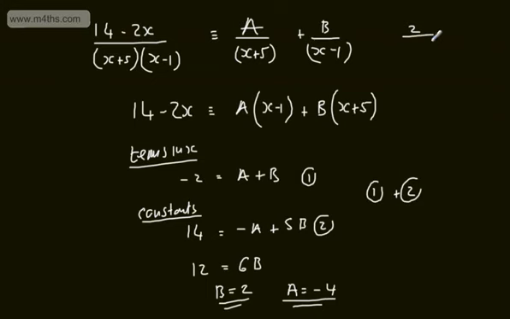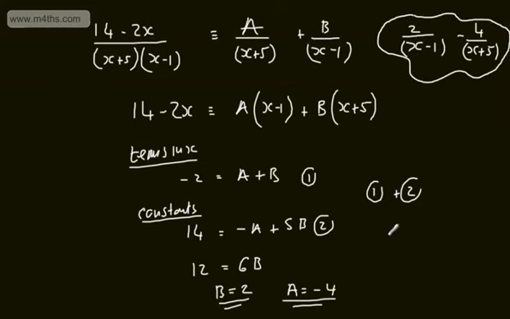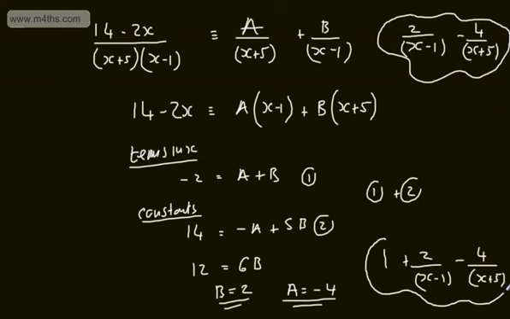We can say that this is going to be 2 over x minus 1, and then we're going to have minus now 4 over x plus 5. So that's this part alone. But remember, we still have the 1 from before. So we can write this now as 1 plus 2 over x minus 1, and then minus 4 over x plus 5. And I've now expressed that as a sum of its partial fractions.